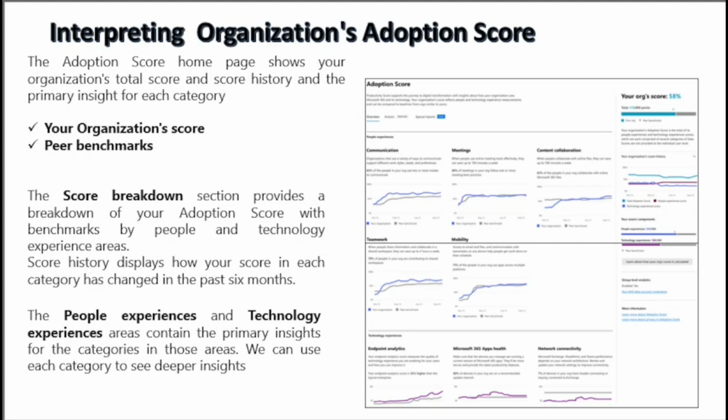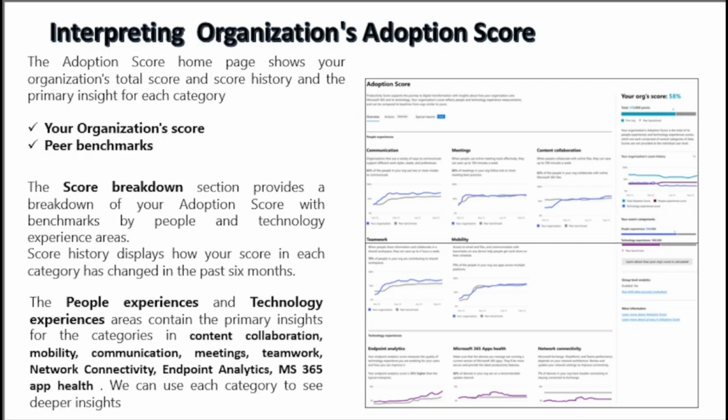An important point is that Microsoft uses internal data to determine the industry that an organization maps to. Tenants under a parent organization get mapped to the same industry as the parent organization, and organizations cannot view or modify the industry mapping. The people experience and technology experience areas contain the primary insight for the categories: content collaboration, mobility, communications, meetings, teamwork, network connectivity, Endpoint Analytics, and Microsoft 365 Apps health. We can use each category to see deeper insights.